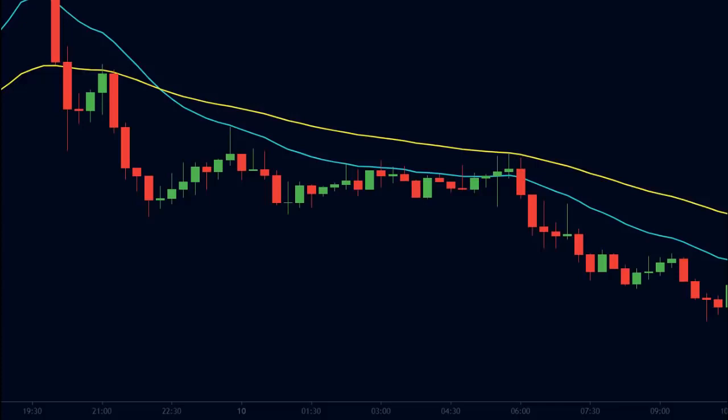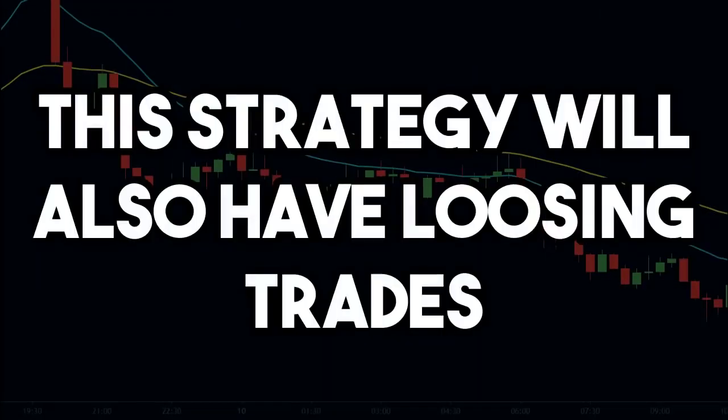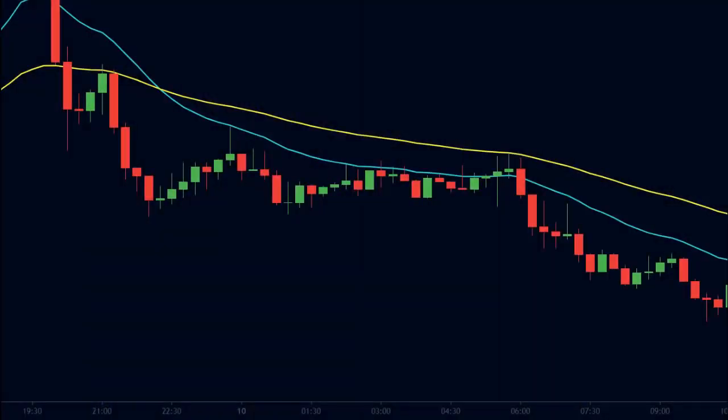Now, I am not saying that this strategy works all the time. Just like any other strategy, this strategy will also have losing trades. I am just sharing this strategy so that you can test it for yourself and try it.